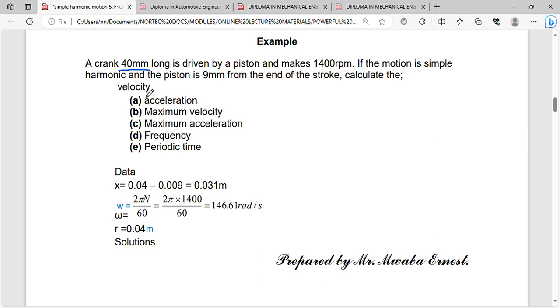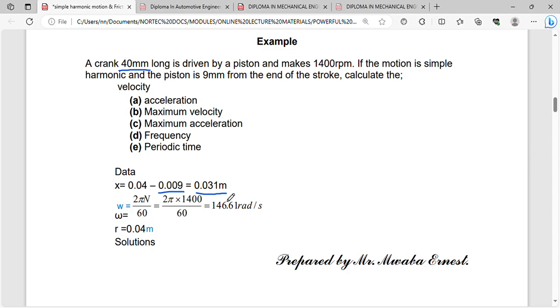Correct, that's 1,000. So that's how we have 40 millimeters becoming 0.04 and 9 millimeters becoming 0.09. To get the X, all we do is subtract, because this was 9 millimeters from the TDC, or from the end of the stroke. So 0.04 minus 0.009, the answer comes out as 0.031.